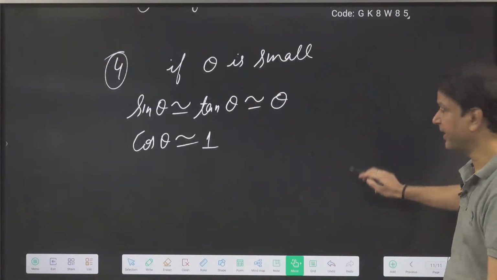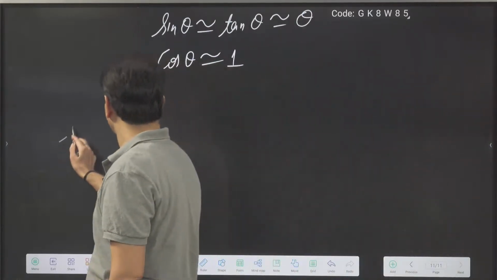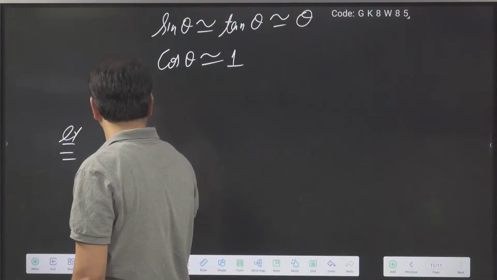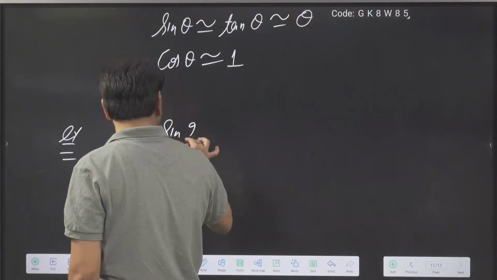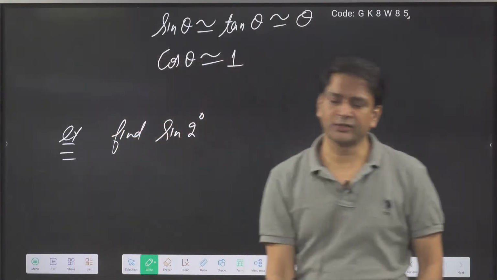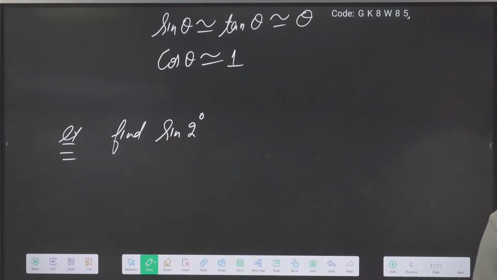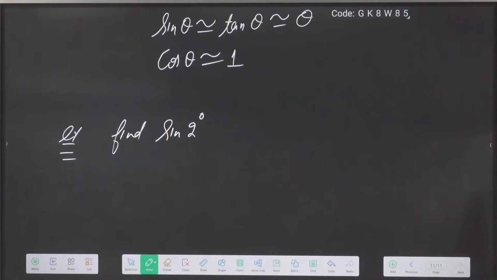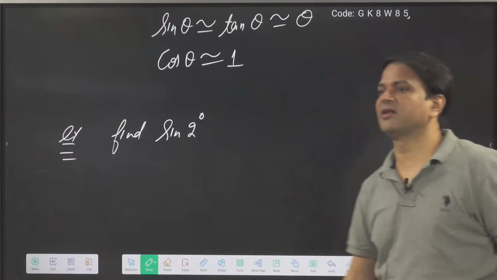I will explain. First, you tell me one value. If I say find sine 2 degree, find the value of sine 2 degree, first you say: is 2 degrees a small angle or a large angle?